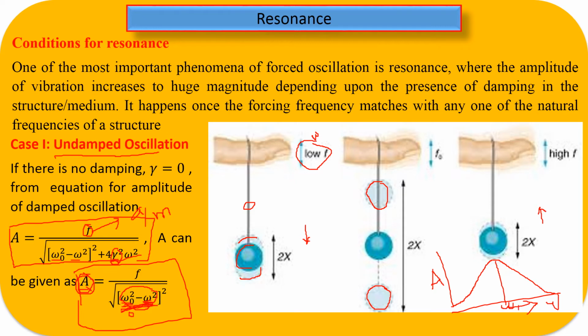So omega has become equal to your omega naught. The moment these two have become equal, at that point you have got the maximum amplitude, and then again as you are going beyond this, the phase has changed, and then of course its amplitude is going to decrease. Let us see it with a little more elaboration with the help of the curve.